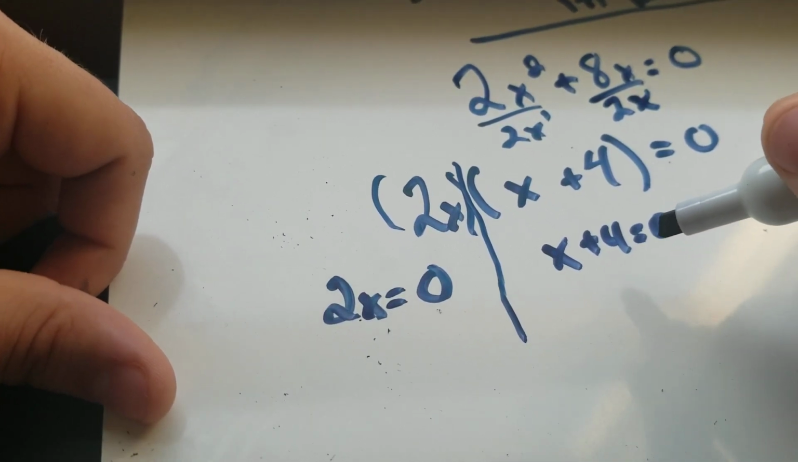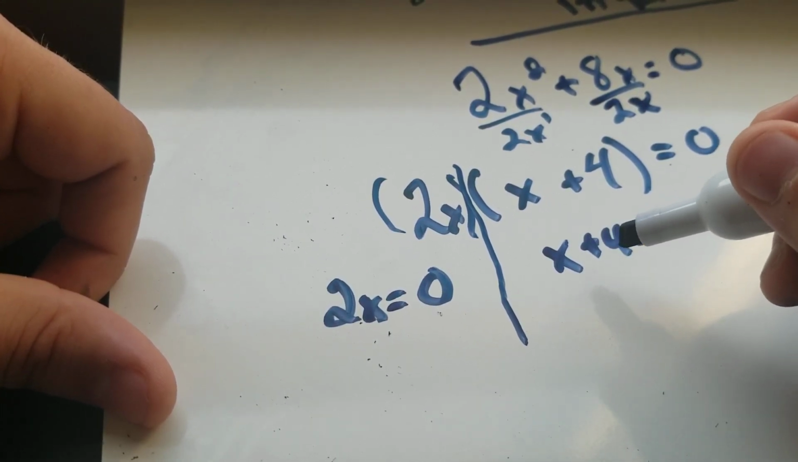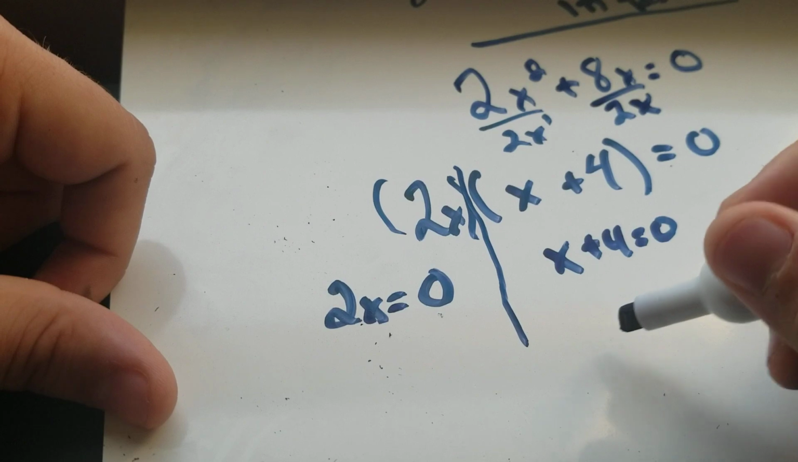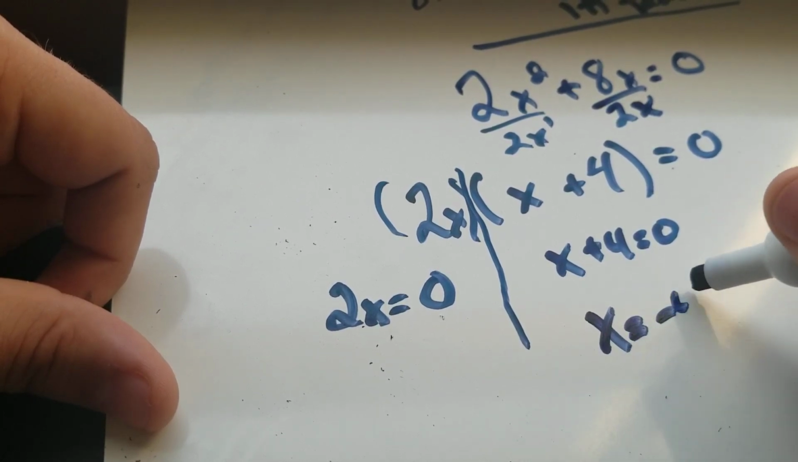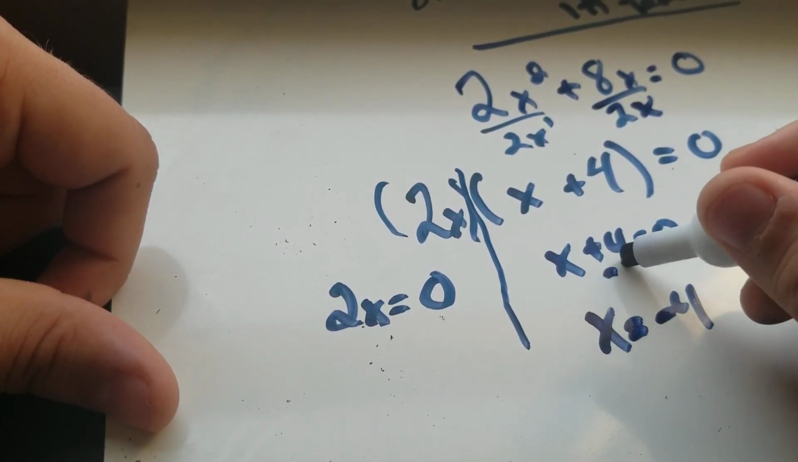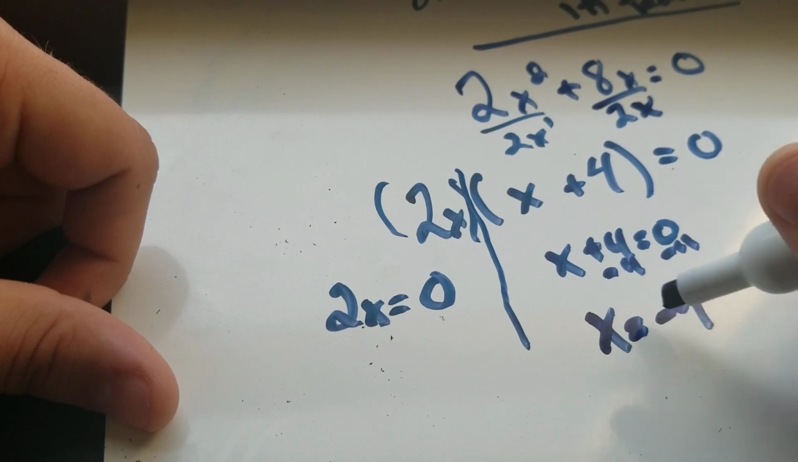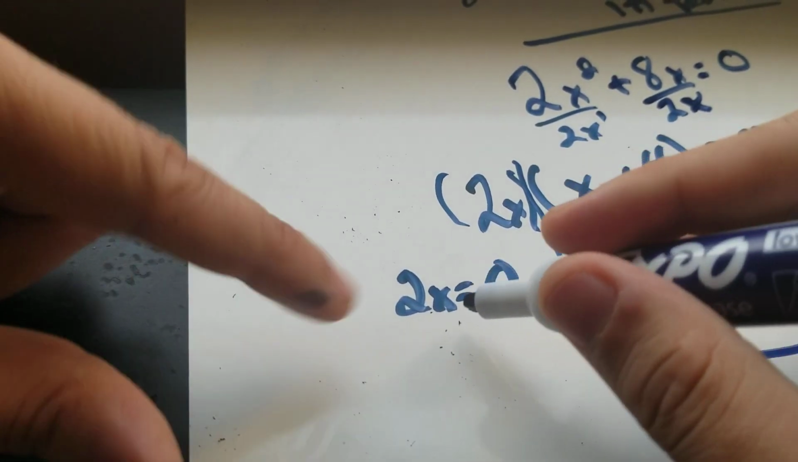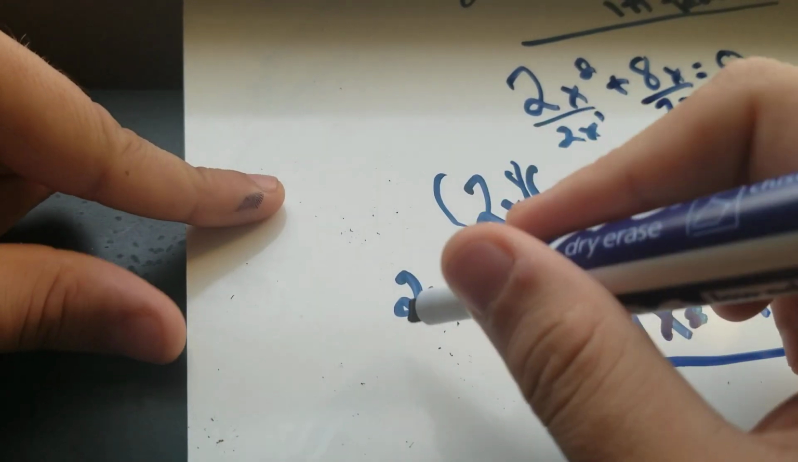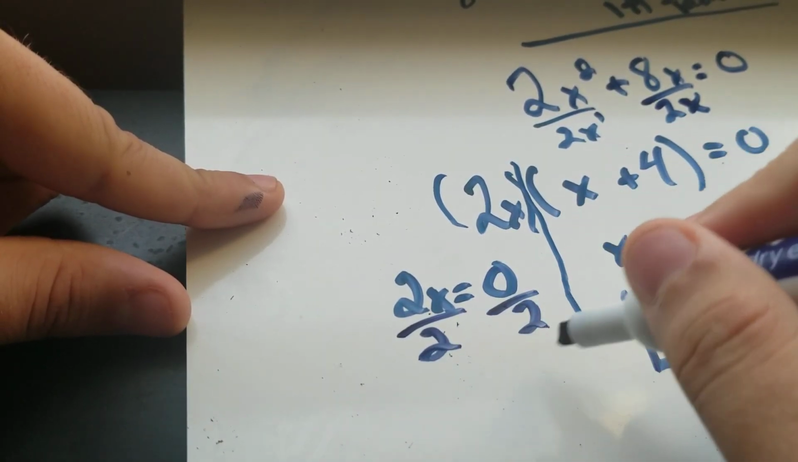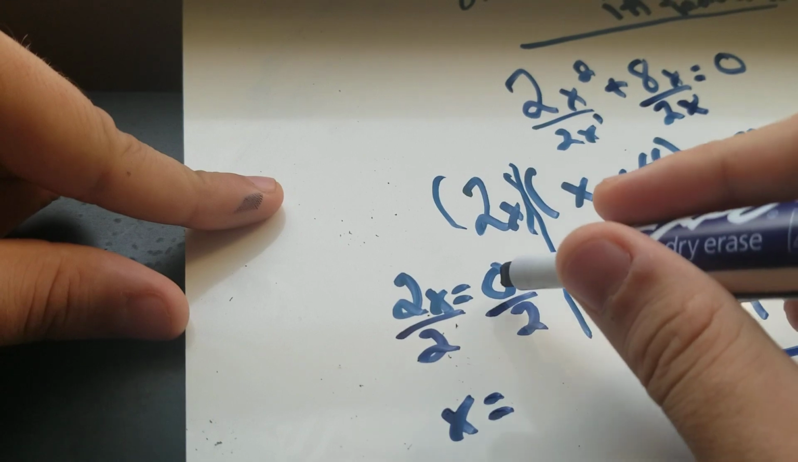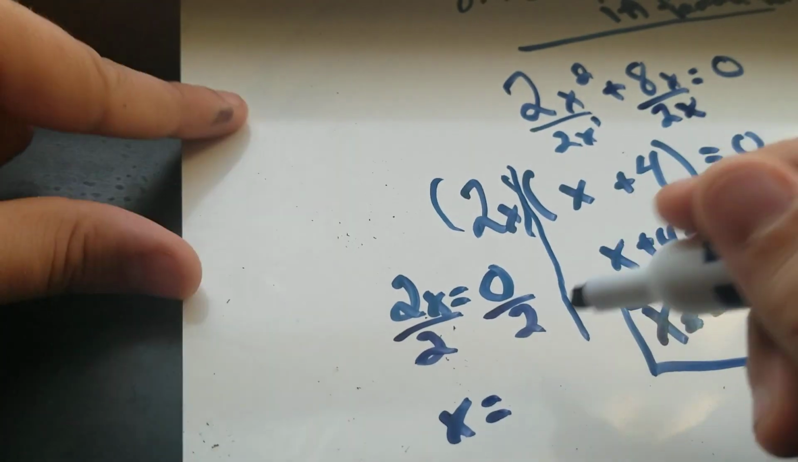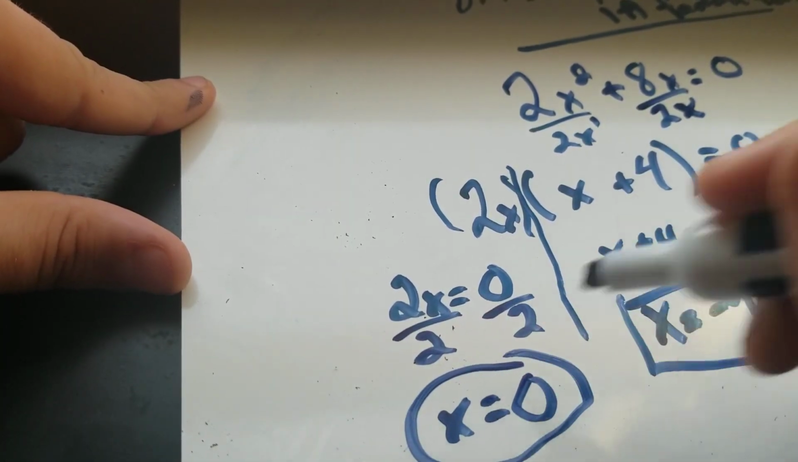Now I can use my trick, and I know that when it's plus 4, it's going to end up being the opposite. So x equals minus 4. And if you don't know the trick, that's subtracting 4 on both sides. And notice it's always the opposite sign. So x equals minus 4. Here, I can't do the trick. It's not plus or minus. So I'm just going to divide by 2 on both sides. Well, 0 divided by 2, or 0 divided by anything in the world, is still 0.